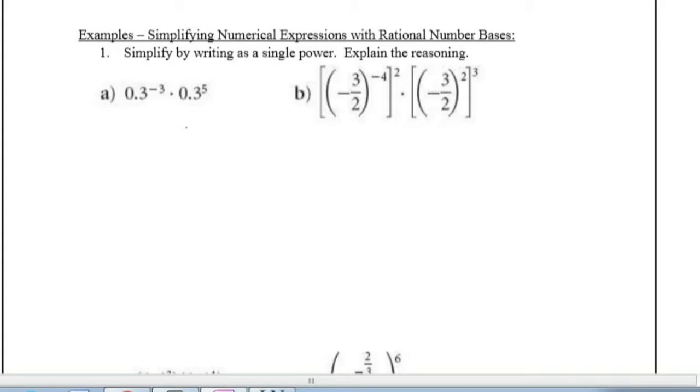Now, we're trying to write these things as a single power, so we're going to use all of our exponent laws to kind of simplify them down. Now, I'm multiplying these things together, and I know when I multiply, I add my exponents. So I'm going to get 0.3, and I'm going to take this negative 3 and add it to 5. Negative 3 plus 5 is 2, and 0.3 to the power of 2 is 0.09. Not 0.3 times 2, 0.3 squared, sorry.